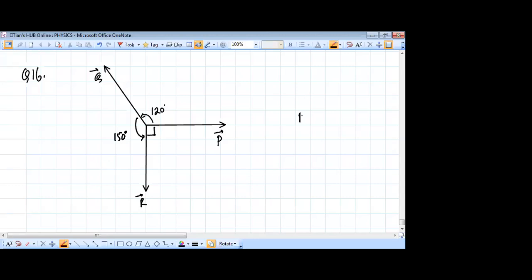Now you want the condition for P plus Q plus R to be equal to 0. So easiest is we can do this by component form. If you do this by component form, taking the direction of P as your x-axis, the direction of R as your negative y-axis, or you can even take it as your y-axis, doesn't matter. But I have taken like this.